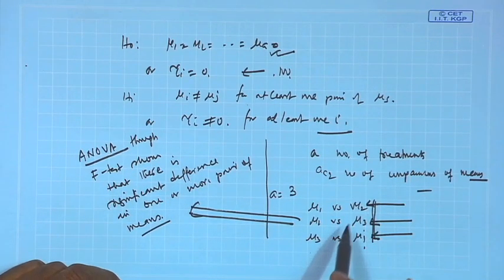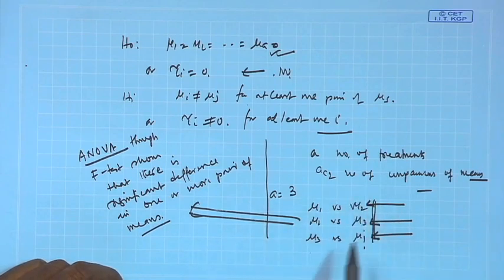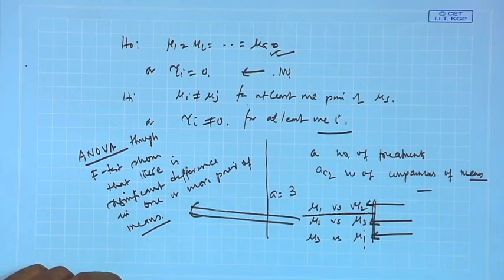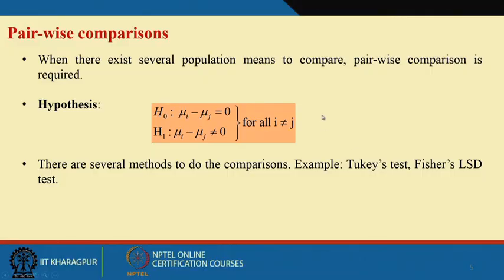What will happen then? There will be errors, because you cannot test these separately. Here the pairwise comparison is made and the error will be adjusted. That is why special tests, Tukey's test and Fisher's LSD test, will be used. Let us see the hypothesis for the pairwise comparison: mu i minus mu j equal to 0, and mu i minus mu j not equal to 0. So we will see Tukey's test and Fisher LSD test.